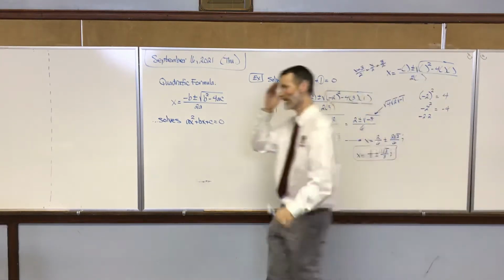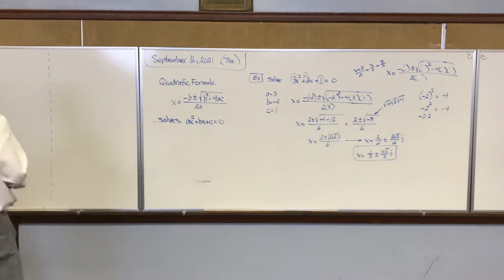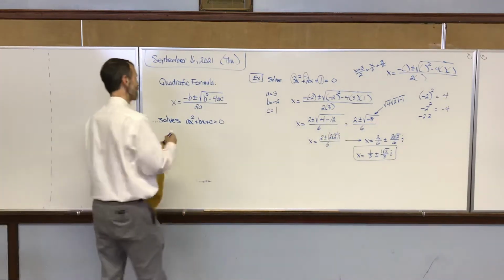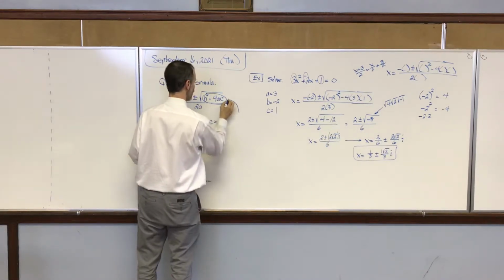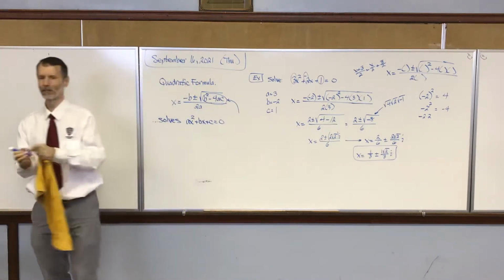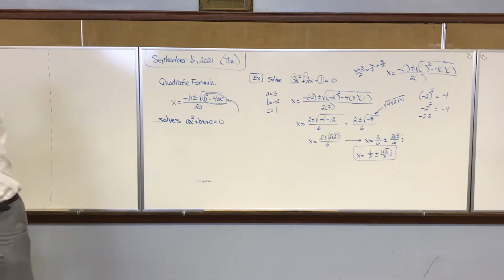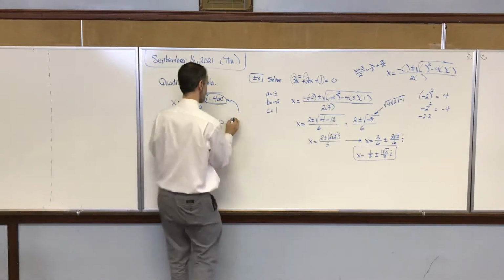Okay, the last thing I need to tell you is something about this b squared minus 4ac thing. What is this called? There's a special nickname for it. I gave you the notes yesterday. Here. The discriminant.